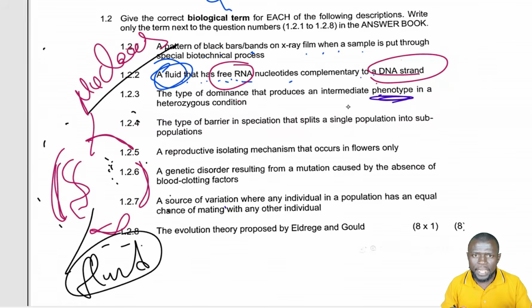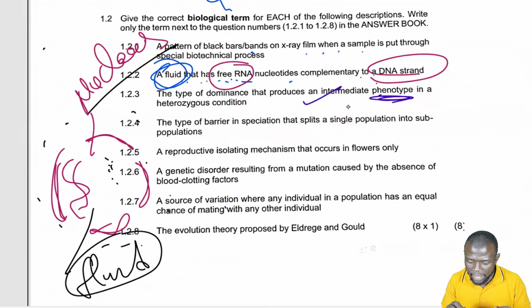So if you have red crossed with white, you produce pink. Red is not completely dominant over white, and white is not completely dominant over red. And then you produce what we call an intermediate color, or an intermediate characteristic. So this is called incomplete dominance.